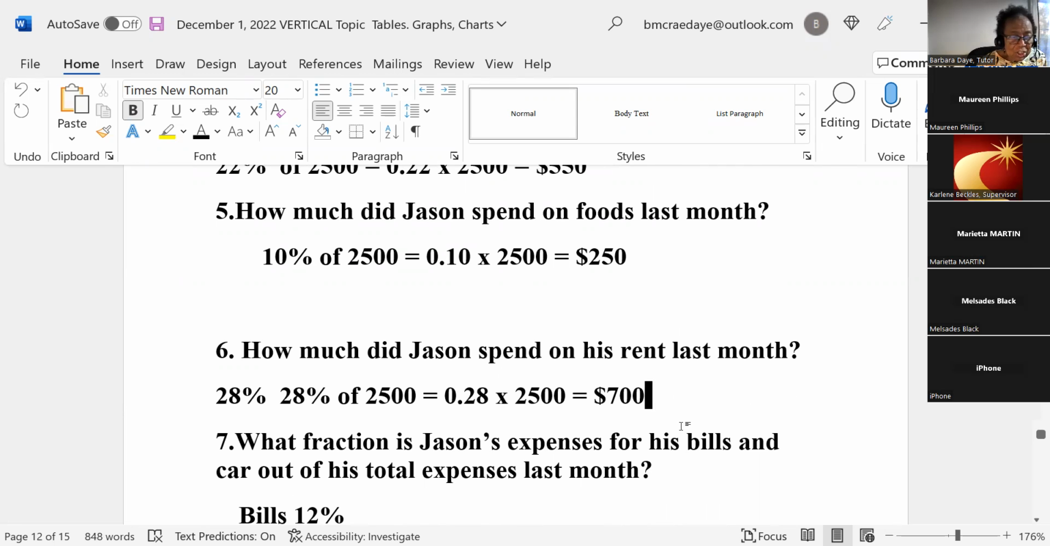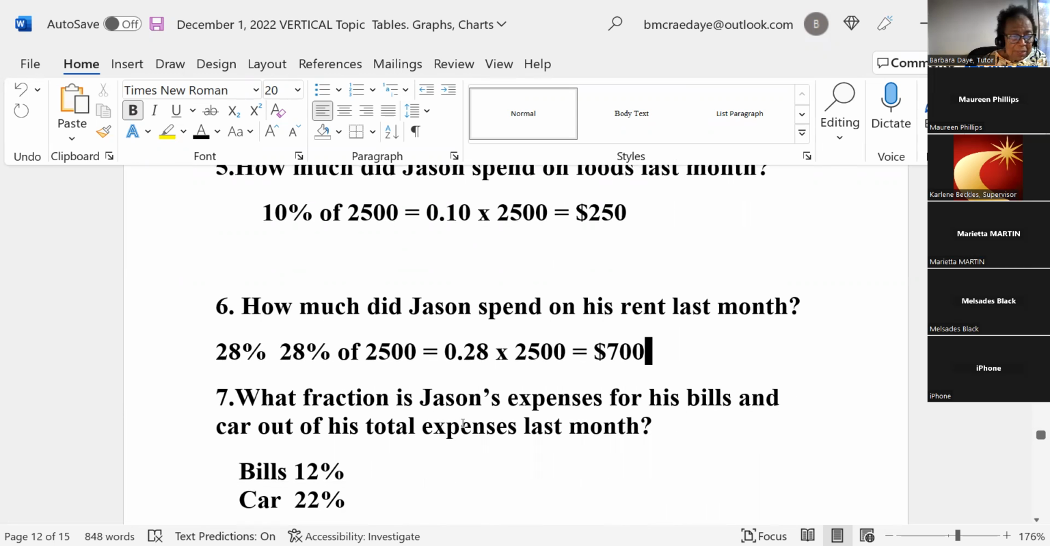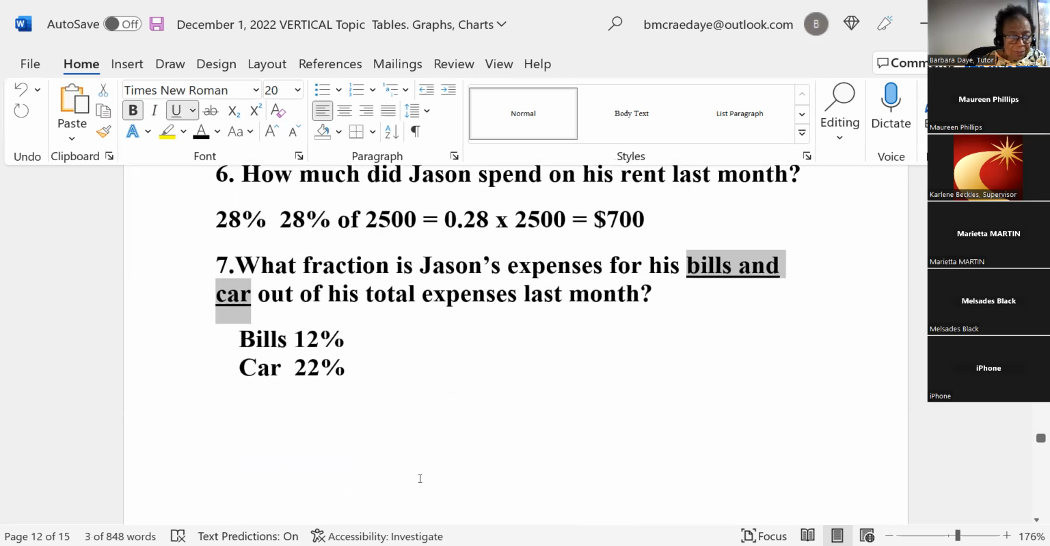What fraction is Jason's expenses for his bills and his car? So you're looking at bills and car out of the total. Okay. Any answers on 7? 300, miss. Fraction, fraction, fraction. It didn't say the amount. Fraction. Numerator over denominator.